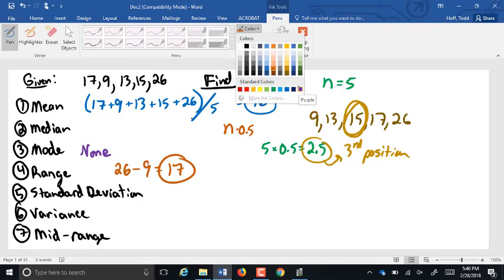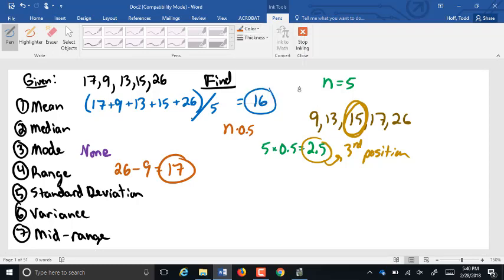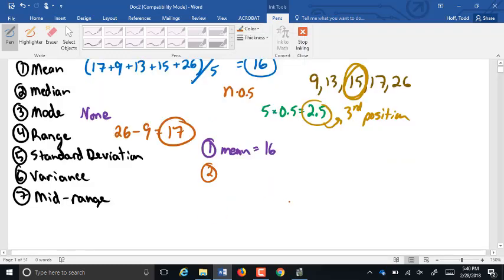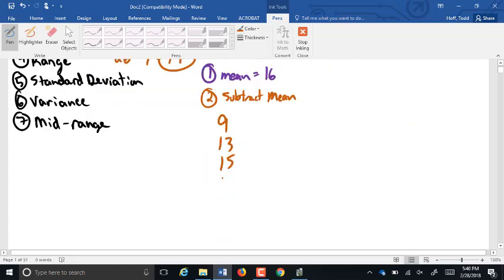Standard deviation. If you recall, standard deviation was a 6-step process. Step 1 was to find what? The mean. We've already found the mean, it's 16. Step 2 is to subtract the mean from each. So we have 9, 13, 15, 17, and 26. From each of those, we are going to subtract 16.